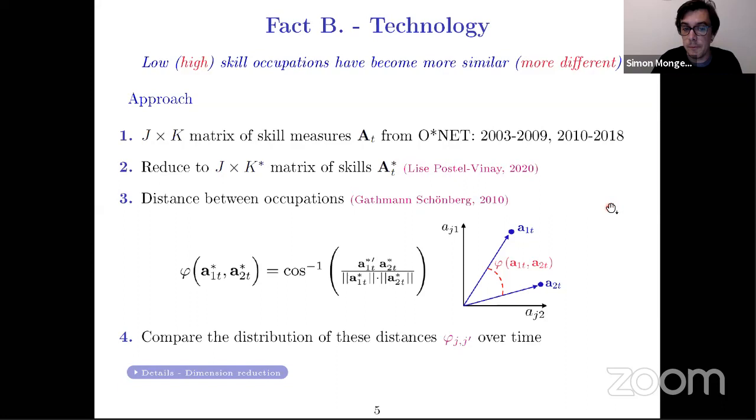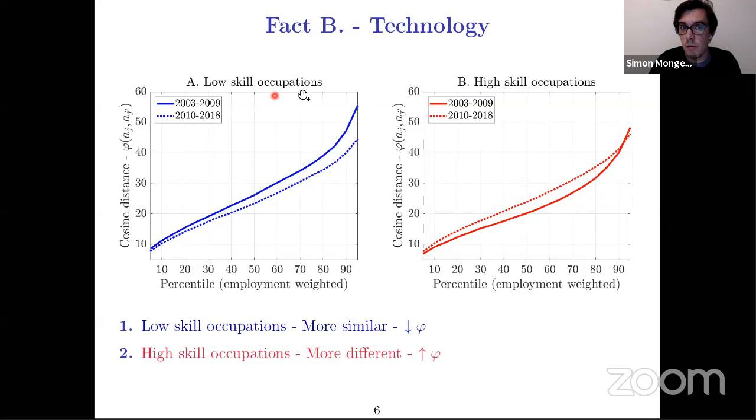On the left, I'm plotting the results for low skill occupations. On the right, I'm plotting the results for high skill occupations. The solid line is the first period. The dashed line is the second period. On the x-axis, I have the percentile of the distribution of these distances, so all of the distances between all of the occupations. And on the y-axis, I have this cosine distance, which has a minimum of zero and a maximum of 90.